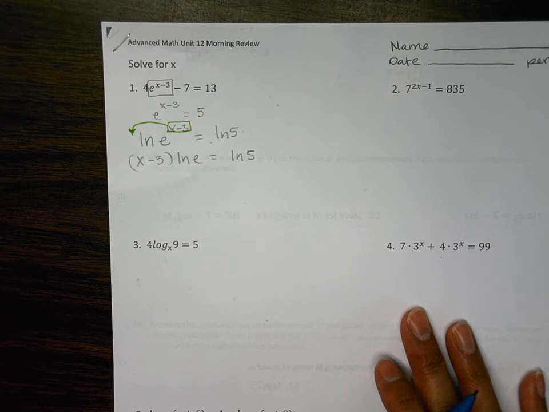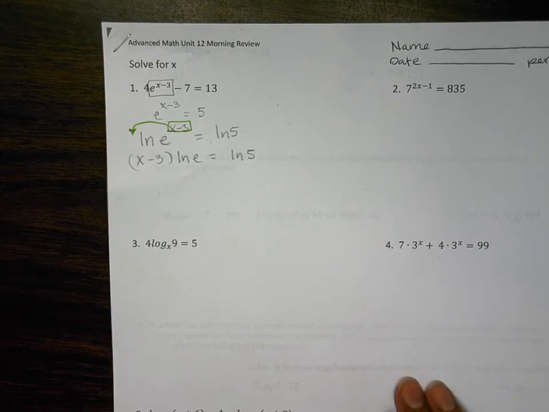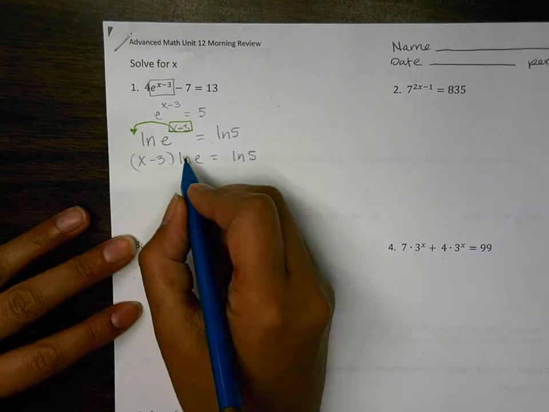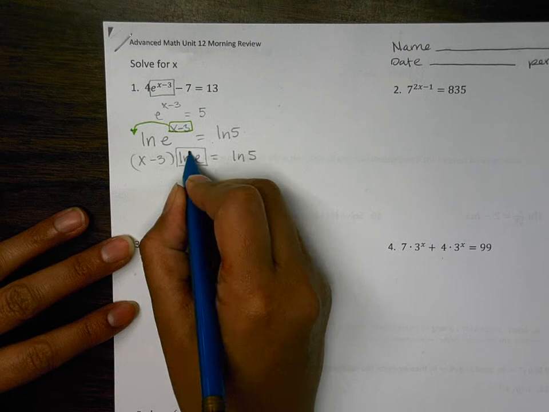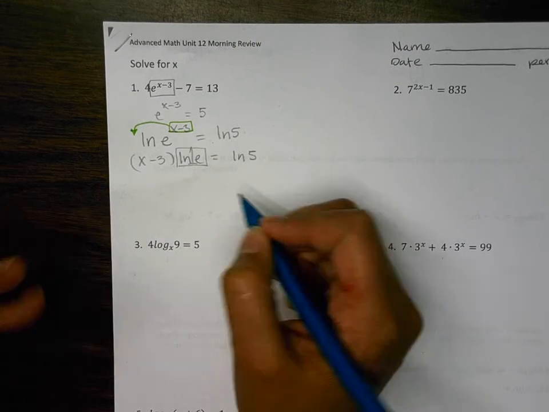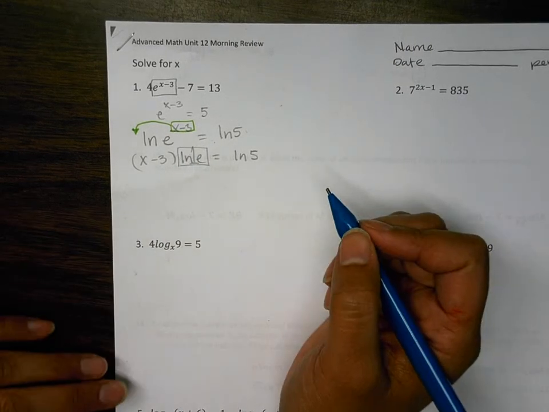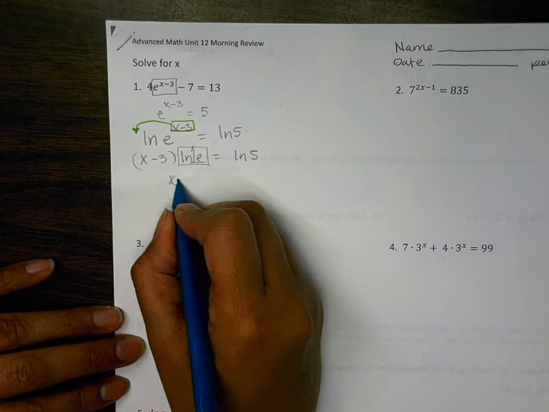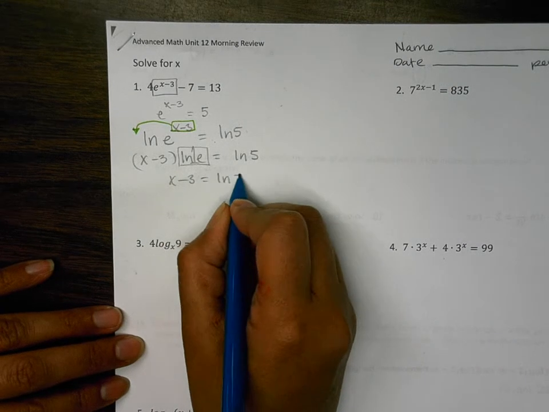Who can tell me the next step? Correct. Did everybody hear that? Some of you are not paying attention. She said the ln of e turns to 1. If you forget that, could you divide the ln e and plug it all in your calculator? It's going to come out the same. Okay, x minus 3 equals ln of 5.